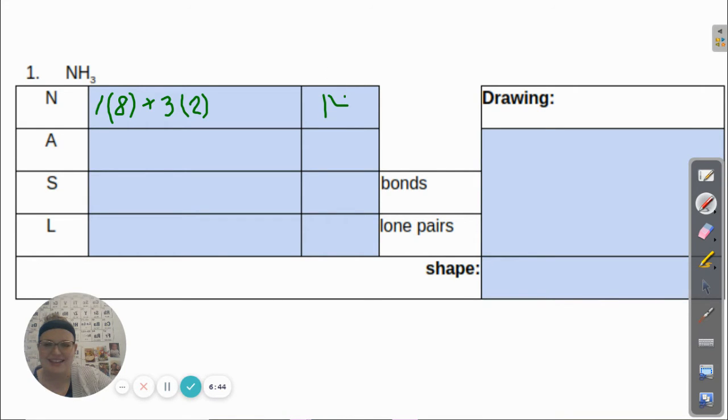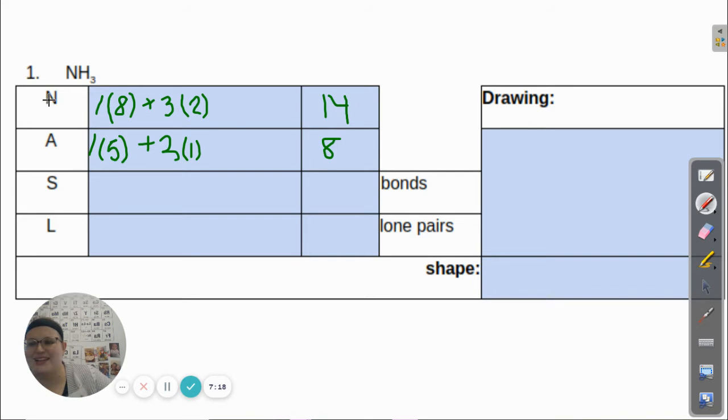I'm really hoping my math is right today. Available stands for the number of valence electrons. So if we look at nitrogen, which is right here, it has 5 valence electrons. So I have 1 nitrogen with 5 valence electrons plus 3 hydrogens, and all hydrogens have 1 valence electron. I know my handwriting is really pretty. So that's going to make 8.